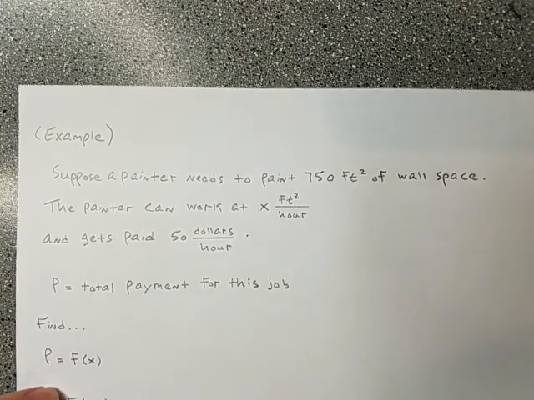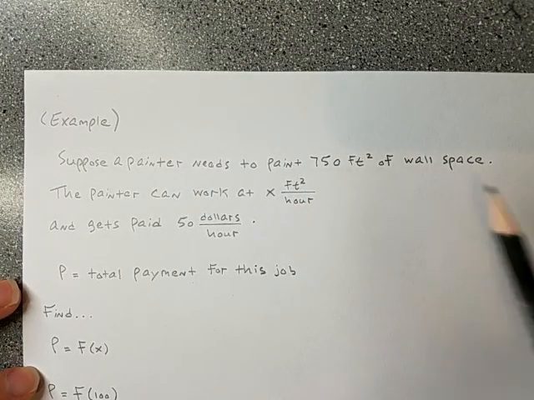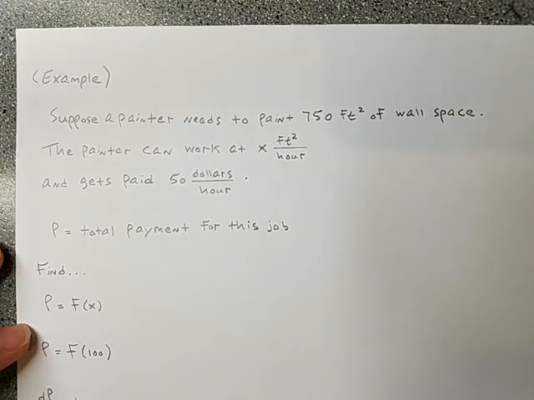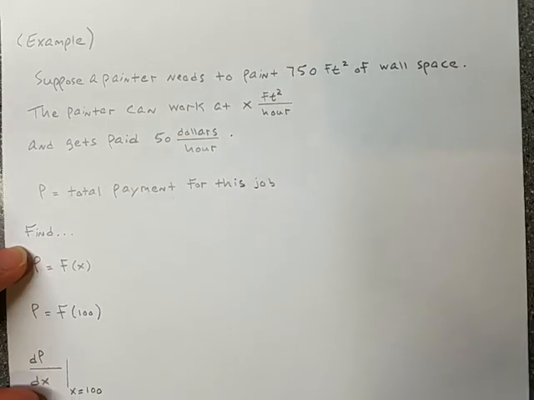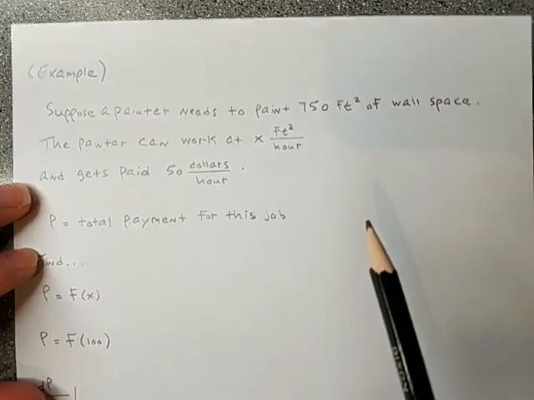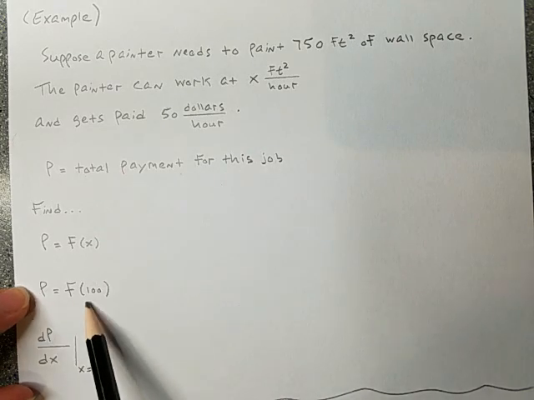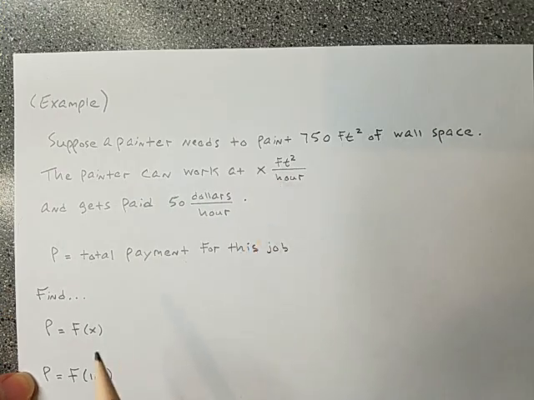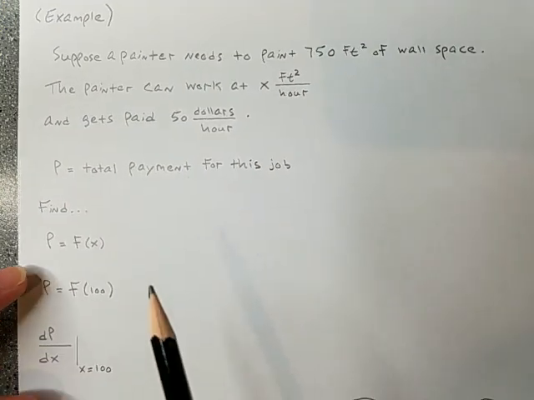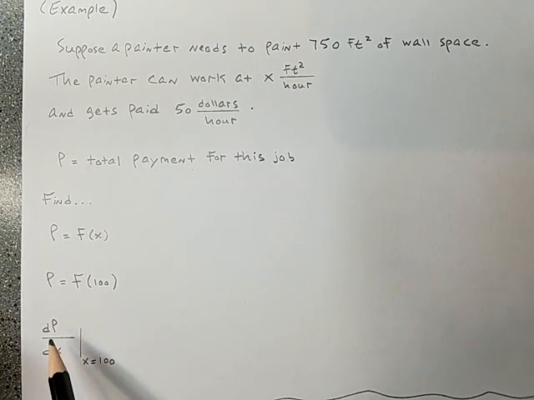Now, let's suppose from there that P is the total payment for painting this 750 square feet, okay? All right. Can you find P, the total payment for this job, as a function of X, the average work rate, okay? Can you find P, the total payment for the job, if the painter paints at, what was X again? 100 square feet per hour, all right? And can you find the derivative dP over dX, or the derivative of P with respect to X, when X is equal to 100. All right, so those are the three things that I'd like you to be able to find with this.